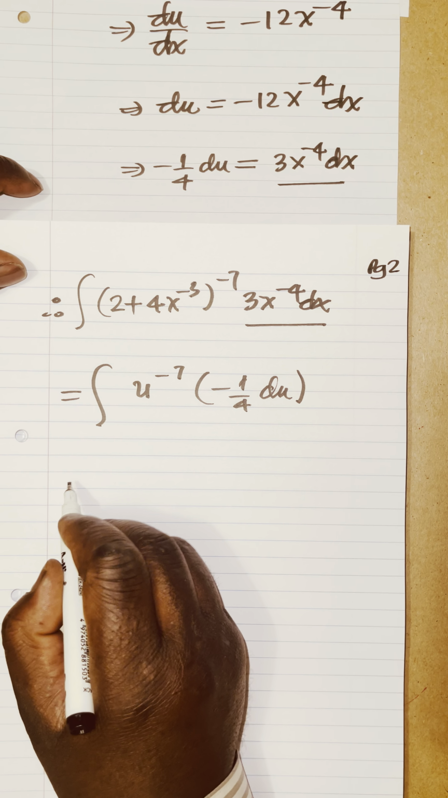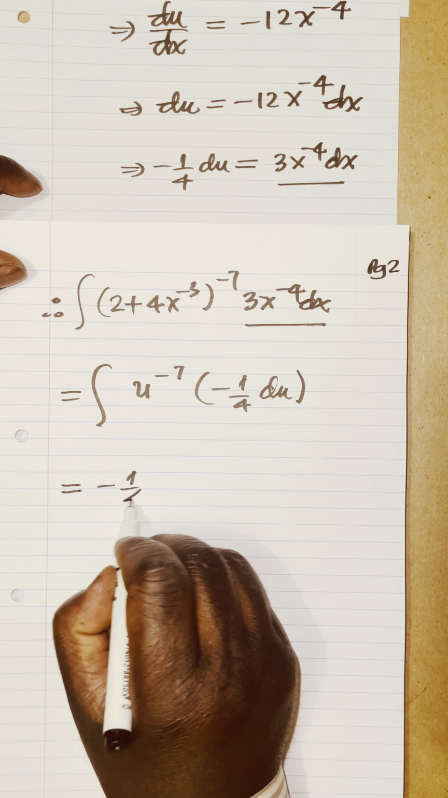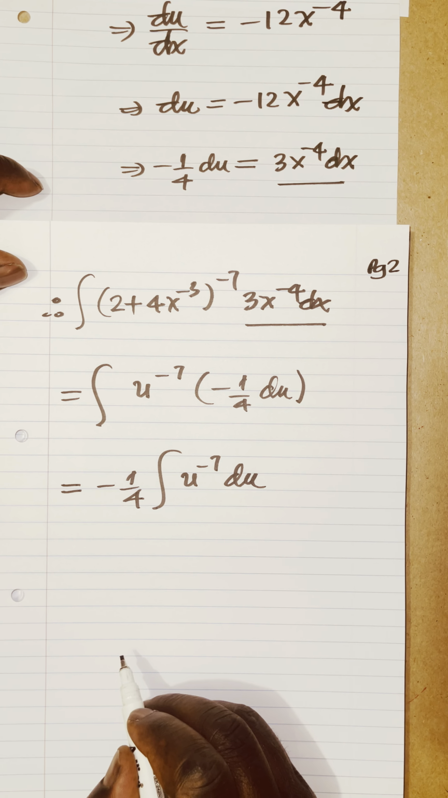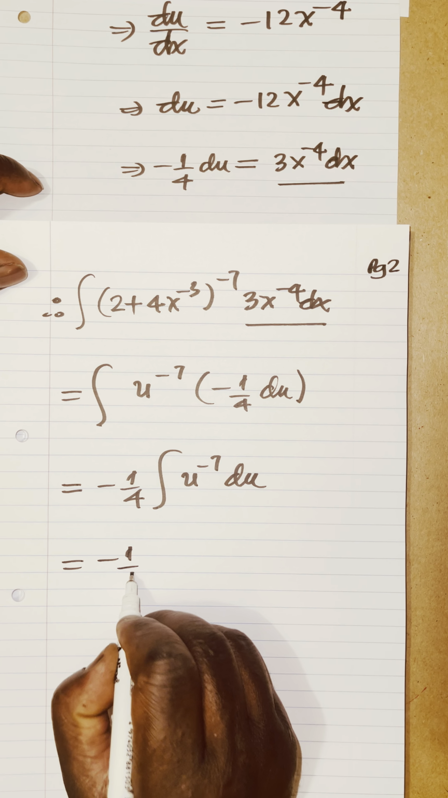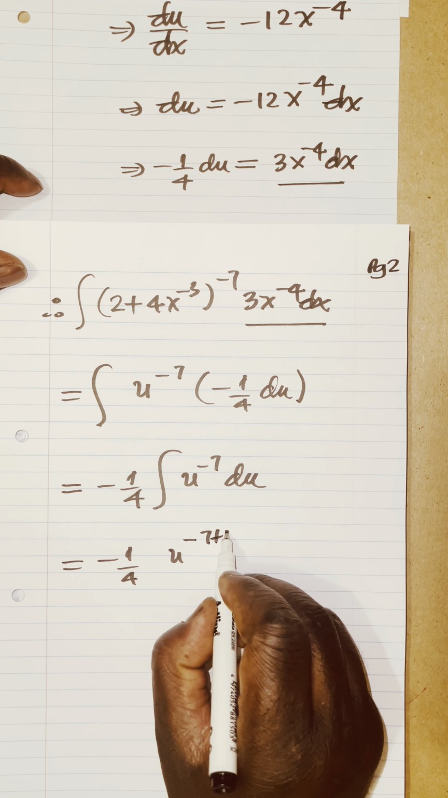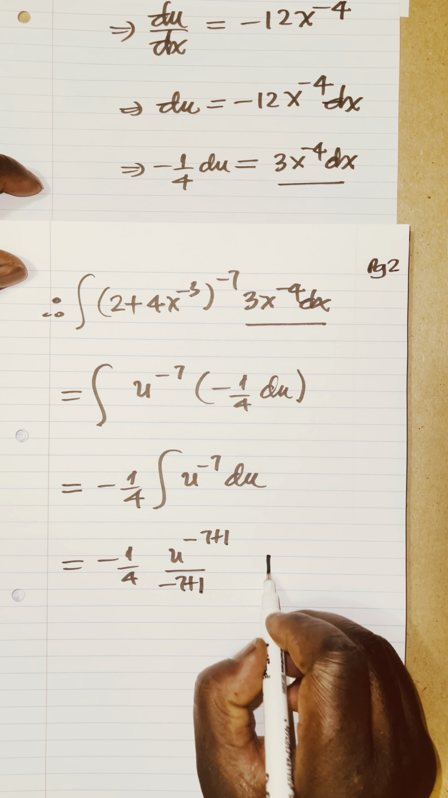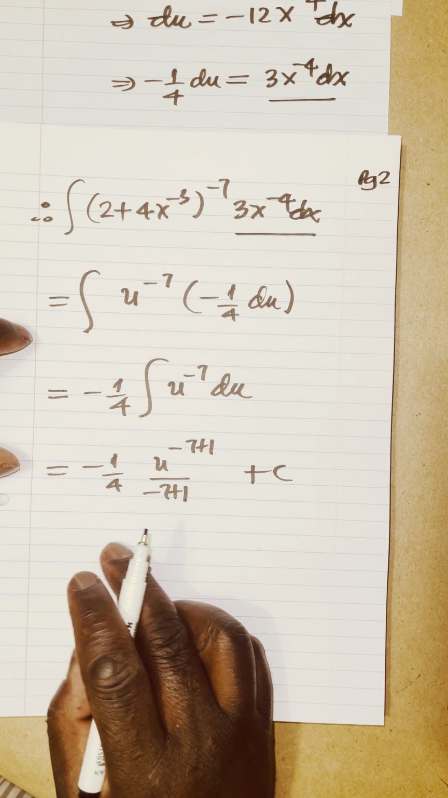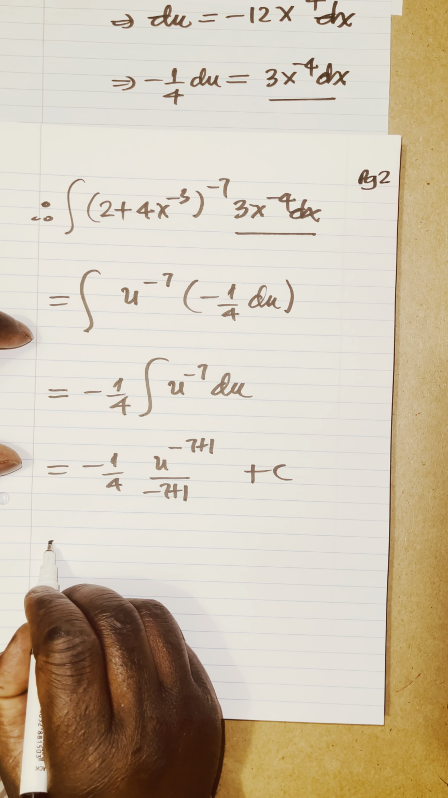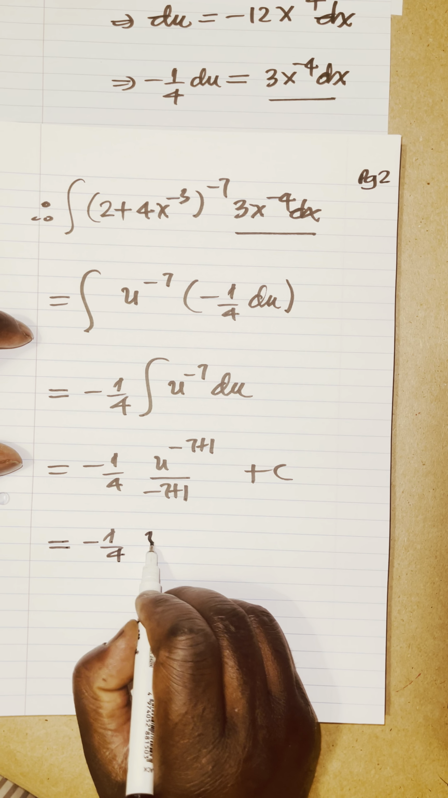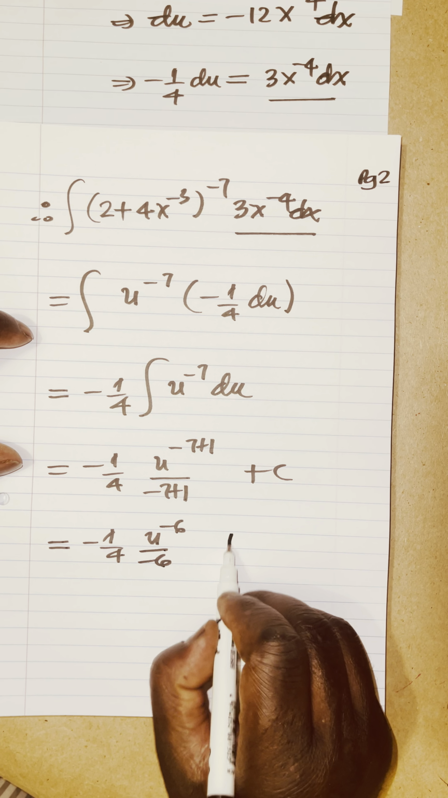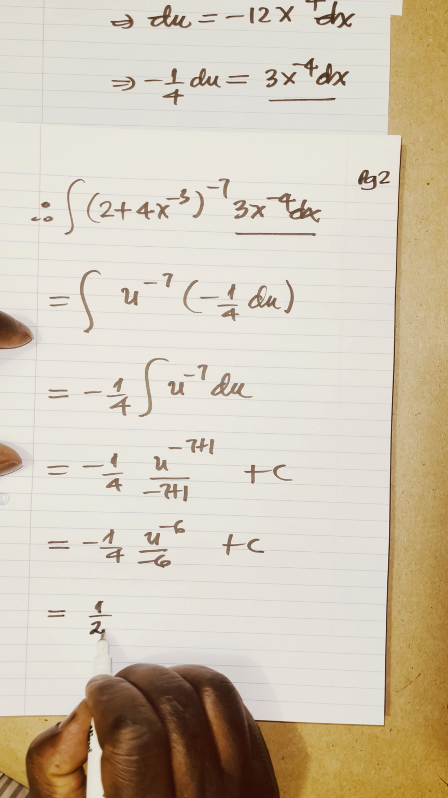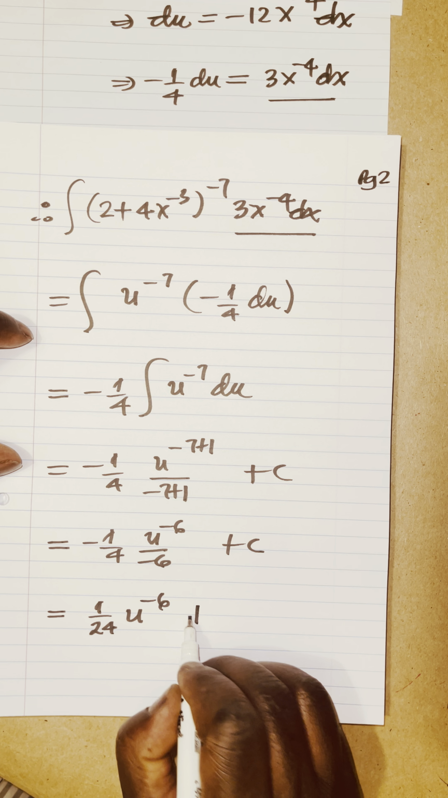Now let's take a -1/4 out because it's a constant. -1/4 times the integral of u^-7 du. We're going to use the power rule here. This is -1/4 times u^(-7+1) all over (-7+1), and then plus c, because we're dealing with an indefinite integral again, like in the previous video. Now simplifying this, we're going to have -1/4 of u^-6 over -6 plus c. Now remember, these two will give you 1/24 u^-6, and then we have to say plus c.